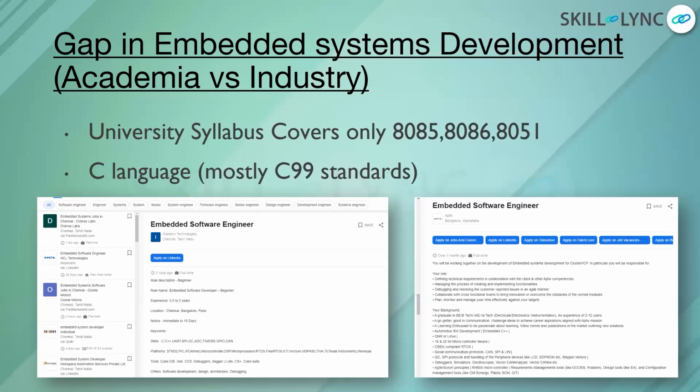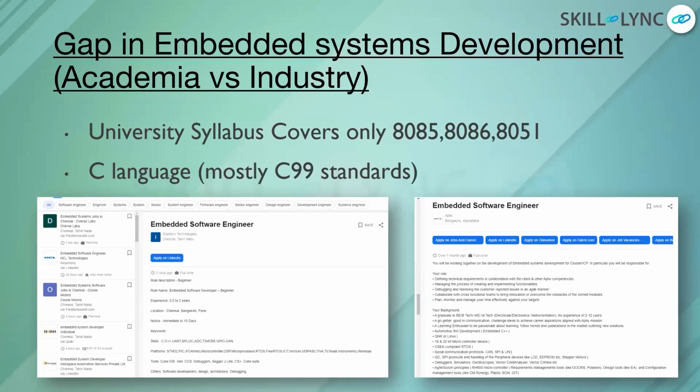So what is the gap in embedded system development between academia and industry? How does academia see this, and what is really expected in industry? There is at least a two decade gap between academia and industry. There is no point in debating who has to help whom and what the gap is.